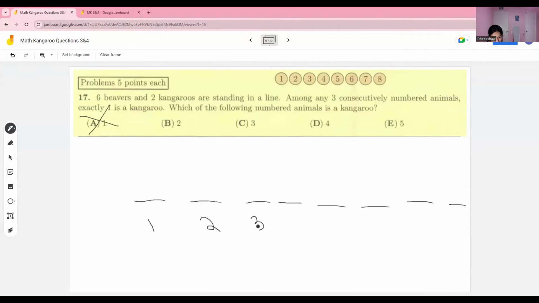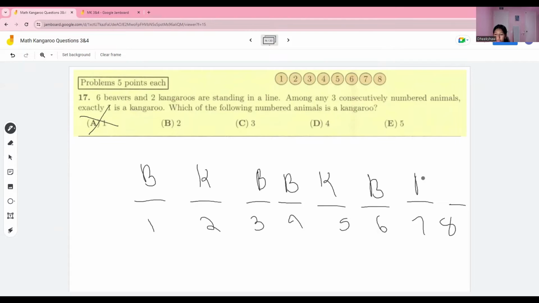1, 2, 3, 4, 5, 6, 7, 8. So placement 2 is a kangaroo. So that means placement 1 would be a beaver, placement 3 would be a beaver. Placement 4 can afford to be a beaver, yes. Placement 5 has to be a kangaroo. Placement 6 has to be a kangaroo, 6 is a beaver, 7 is a beaver, and 8 is a beaver.